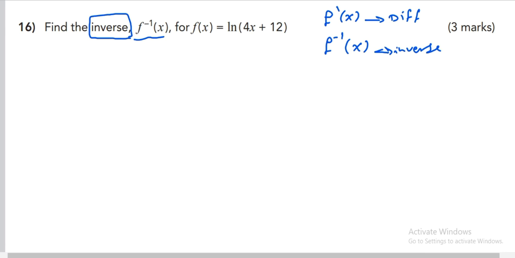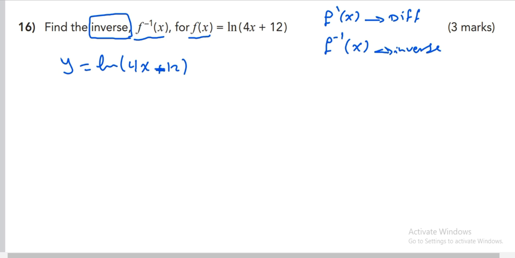First step to find the inverse is to write f of x as y. So it will be y equal ln 4x plus 12. Here, to find the inverse, simply we want to change the subject. In f of x we can see that y is the subject of the equation. To find the inverse, we'll make x the subject of the equation.